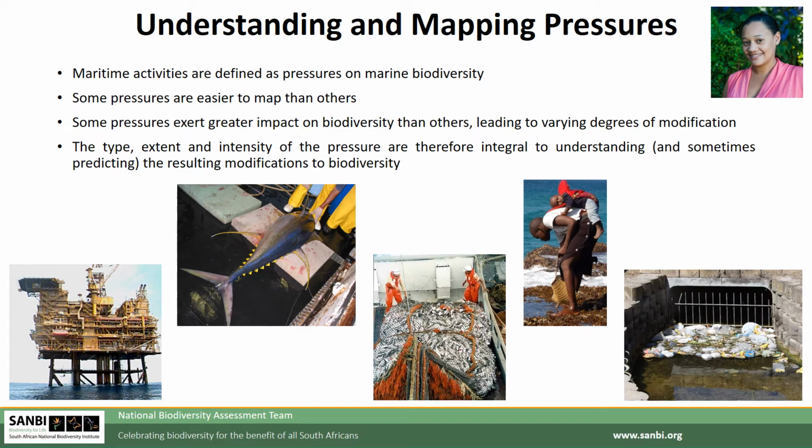In order to develop a national biodiversity assessment, we need to understand and map the pressures on our biodiversity. Maritime activities are defined as pressures on marine biodiversity in South Africa. Some pressures are easier to map than others, and some pressures exert greater impact on biodiversity than others, leading to varying degrees of modification. The type, extent, and intensity of the pressure are therefore integral to understanding and sometimes being able to predict the resulting modifications for biodiversity.